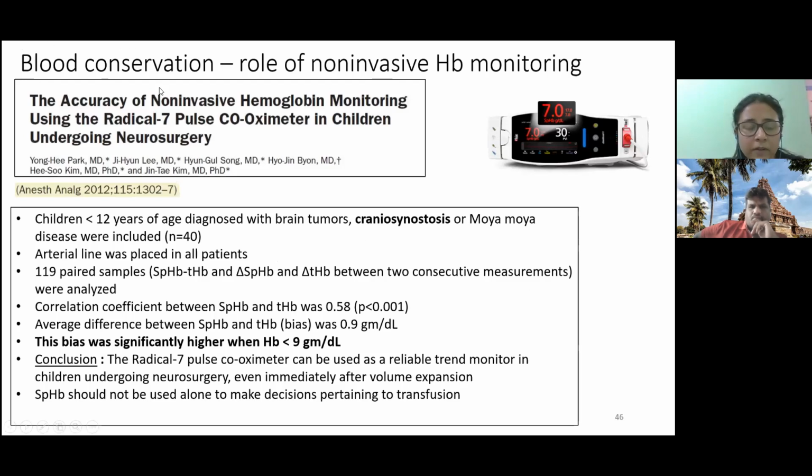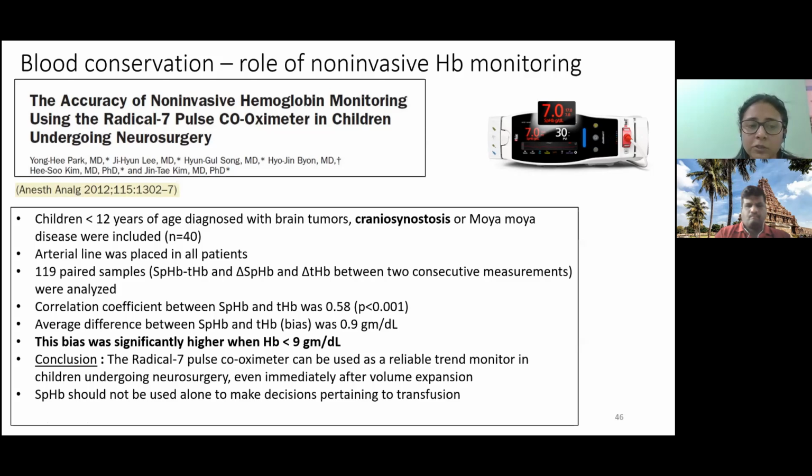Now, this is another relatively new technology, non-invasive hemoglobin monitoring. It has not been widely studied in the pediatric population. So this was a study which was published in Anesthesia Analgesia 2012. They wanted to assess the accuracy of non-invasive hemoglobin monitoring using the Radical 7 pulse co-oximeter in children undergoing neurosurgery. If you see, this is the Masimo device which is used for measuring this SpHb. So this is a continuous non-invasive hemoglobin as opposed to the intermittent measurements that we take from the blood gas, which may be confounded by volume shifts and rapid volume resuscitation.